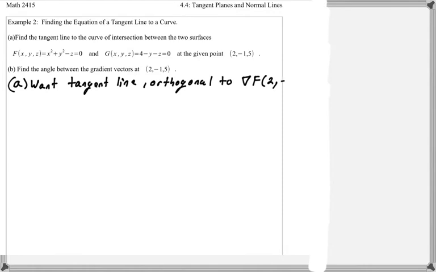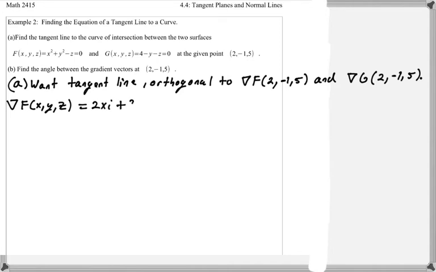Okay, so we want it to be orthogonal to both those gradient vectors at the point 2, -1, and 5. And so then I would put it in a tangent plane also. So let's go ahead and find the gradient of f, which is going to be 2xi plus 2yj minus k, and the gradient of g. So there's not going to be an i component, so it'll just be negative j minus k.